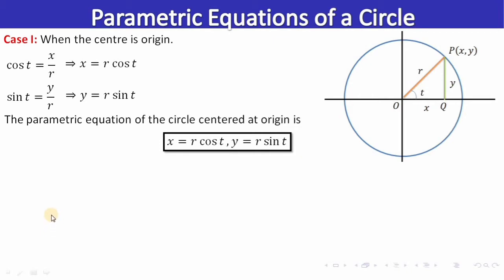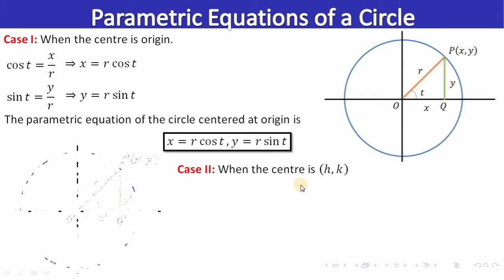Now let's take the case when the center is h, k. Let's go back to what we had learned in the initial phase of coordinate geometry. If you remember something called shifting of origin, since we already know the parametric equation of the circle centered at origin, I'll shift to a new set of origin at h comma k. That means this point becomes your O dash, if you remember your shifting of origin.